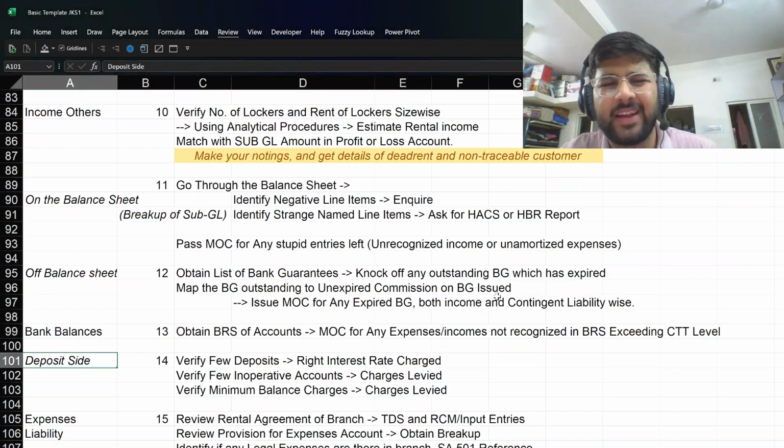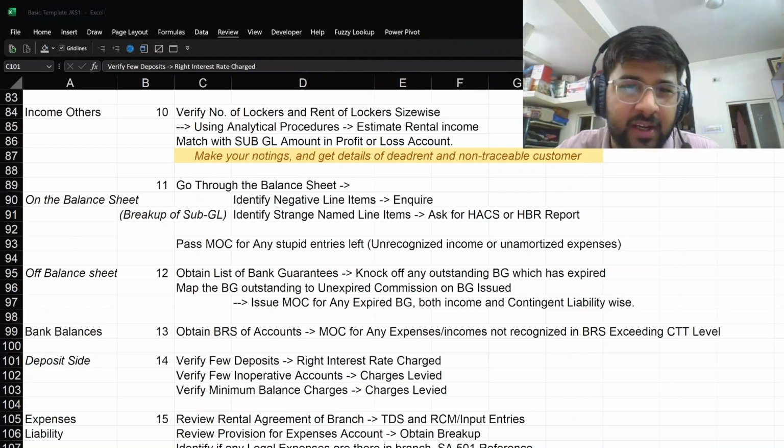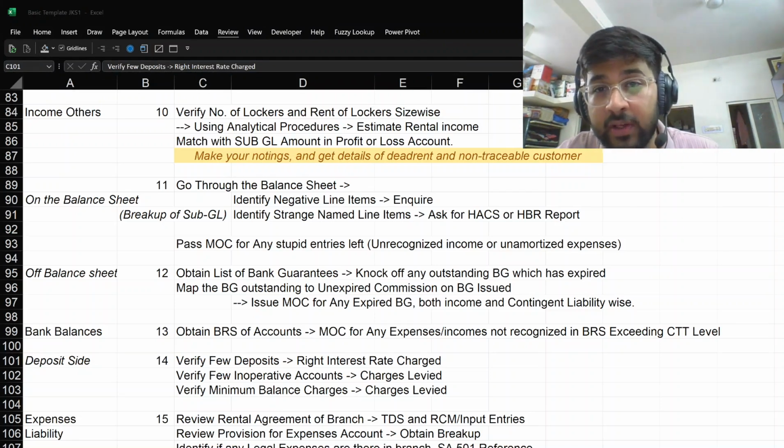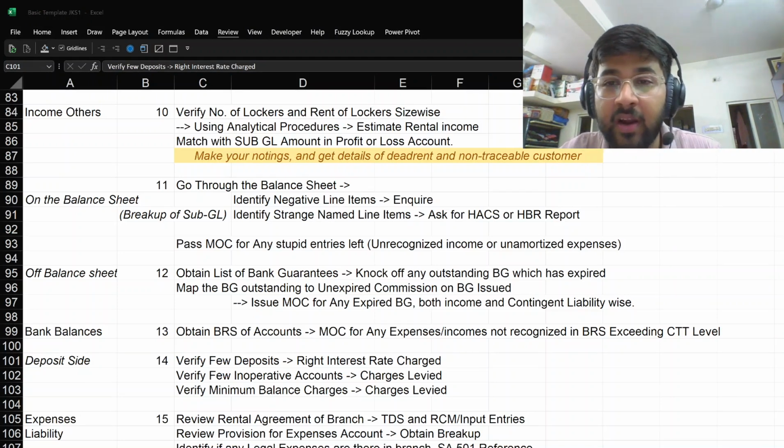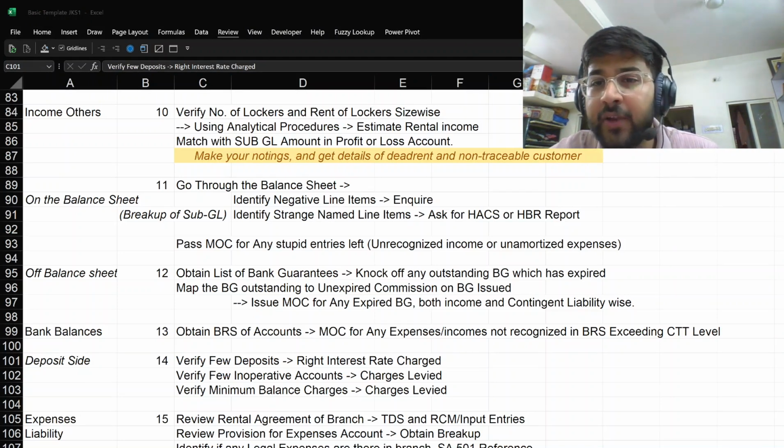Deposit side, examine a few deposits for correct interest rate being charged and identify a few inoperative accounts. Test check if the inoperative charges are being levied according to the bank policy, and if you can identify certain minimum balance accounts, check whether minimum balance charges are levied.